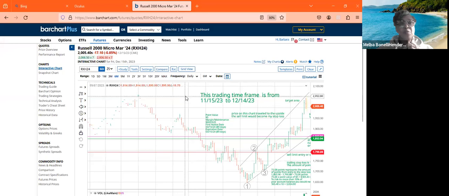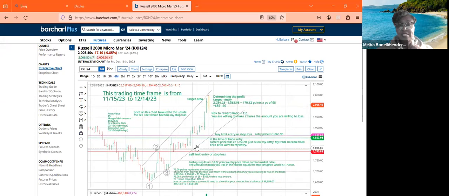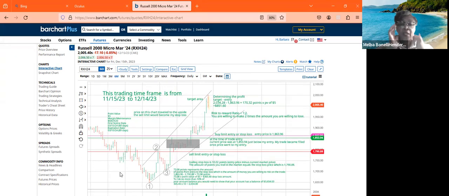So, Russell 2000 micro, March 2024. Can you highlight that channel? Click by the T and click the rectangle. There you go. So that's the channel that we're looking at on this chart, and that we're looking to trade.